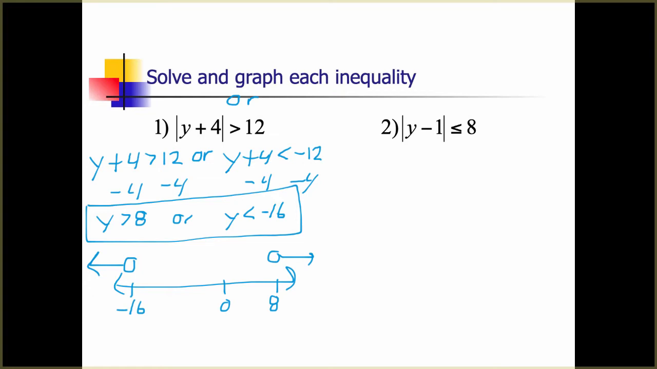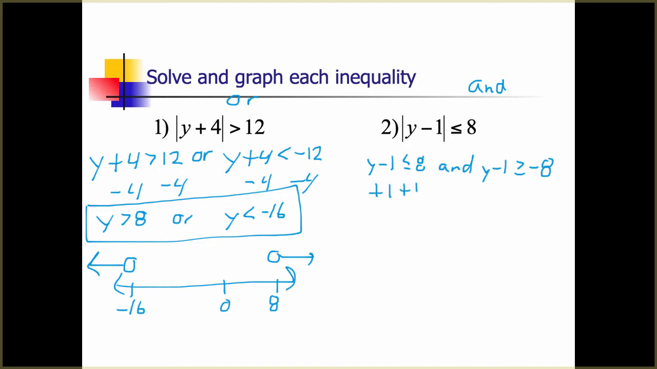For number 2, we see it has a less than or equal to symbol. This is going to be a compound and inequality. So we're going to set them up. We have y minus 1 is less than or equal to 8, and y minus 1 is greater than or equal to negative 8. And again, we flip the inequality and we solve both.